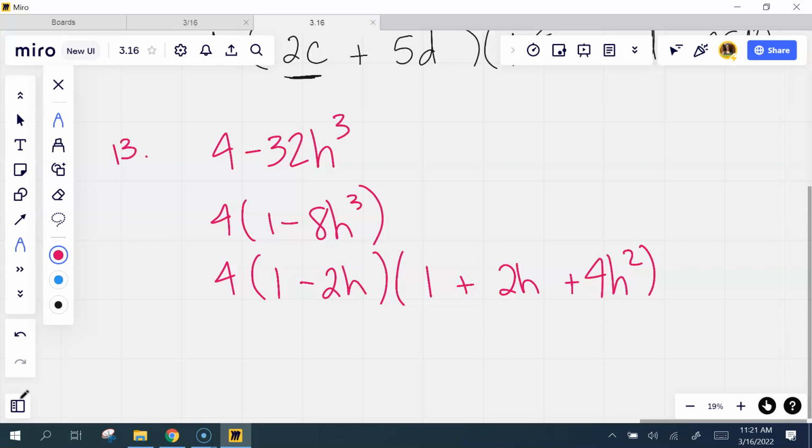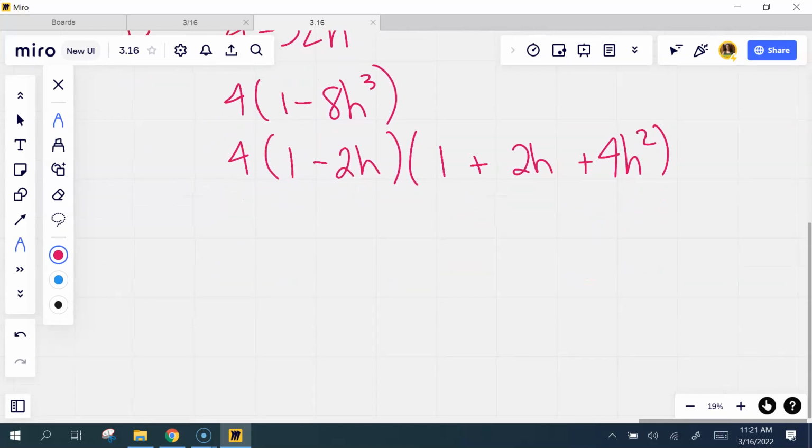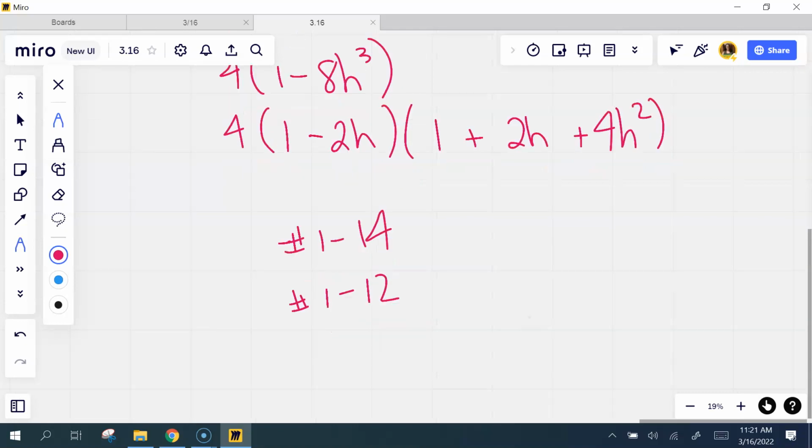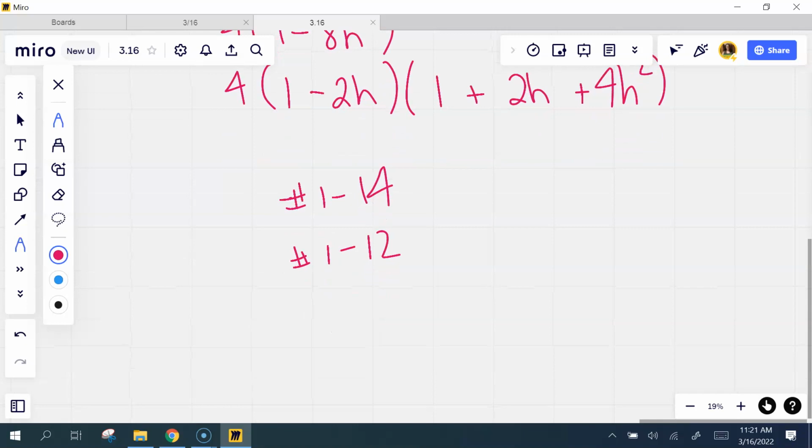All right, so tonight what I want you to do is finish 1 through 14 on the first page, and then 1 through 12 on the next. Okay? Be careful and watch out for things whenever you have to start looking at difference of two squares and difference of two cubes, okay?